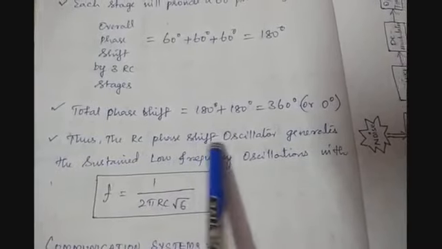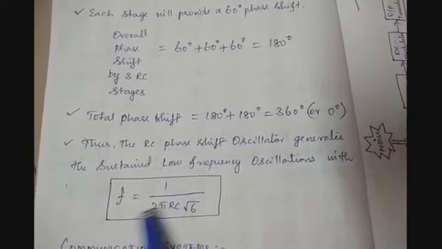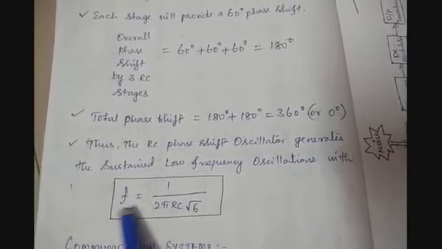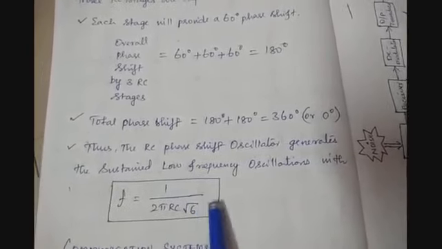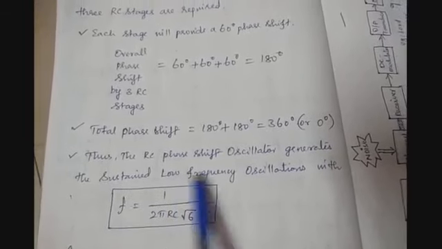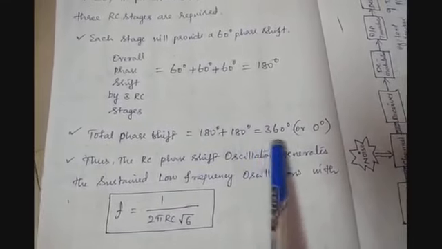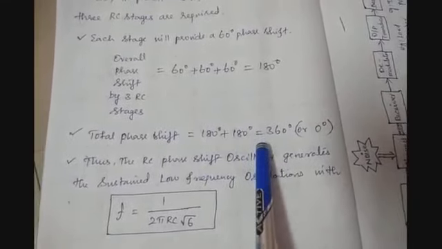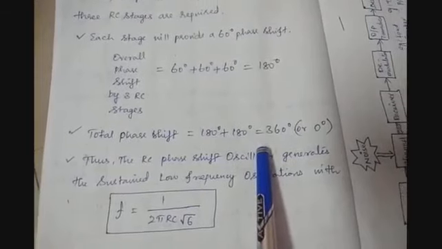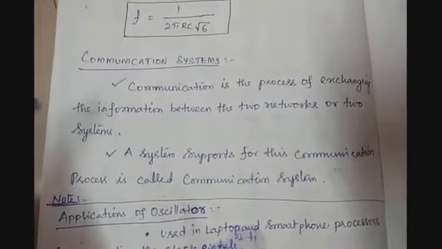Thus, the RC phase shift oscillator generates sustained low frequency oscillations with a frequency given by this formula. And how are we getting sustained oscillations? Because it follows the Barkhausen criterion.